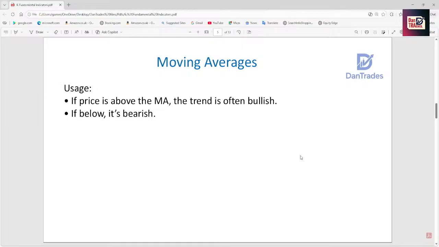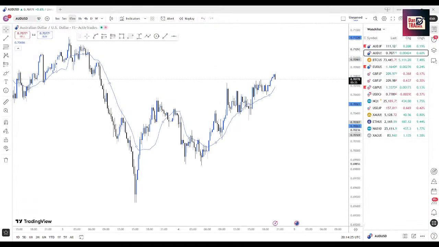So how do you use the EMA? We don't have to go over this. Let's just go straight to TradingView and let's see how we can use this beautiful EMA.